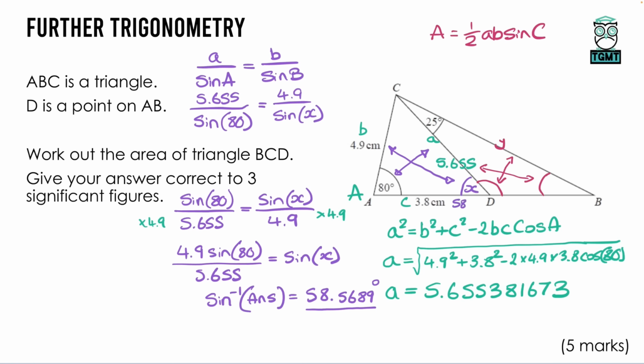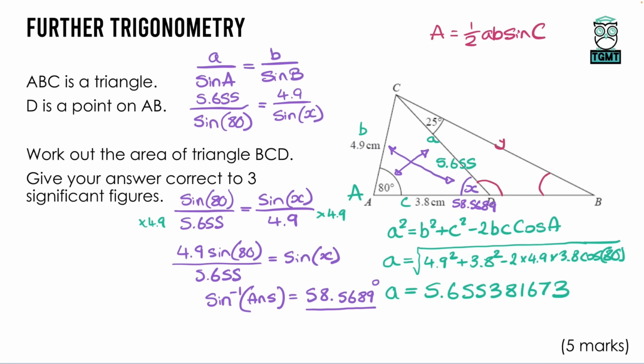That's 58.5689. You can already start to see, even with a whole page, this is going to start to get a little bit messy. So let's now move into this triangle. We've used the sine rule. We can move on to the angle next to it.